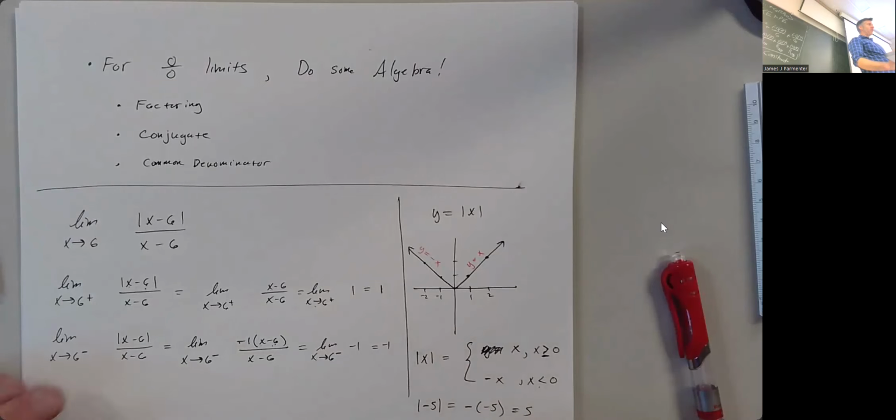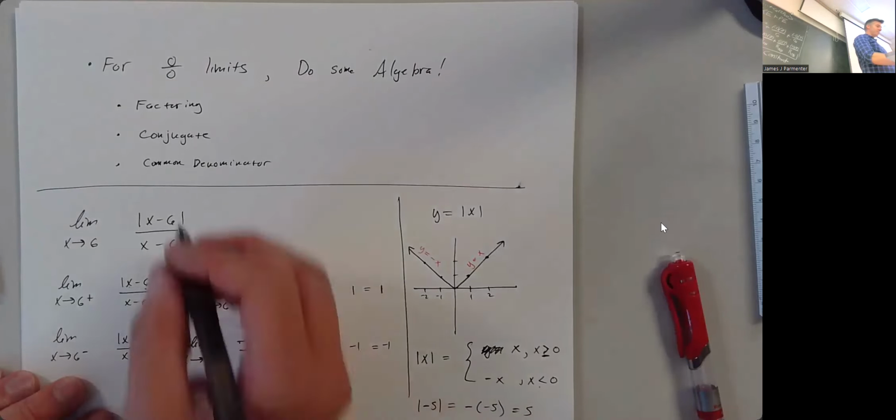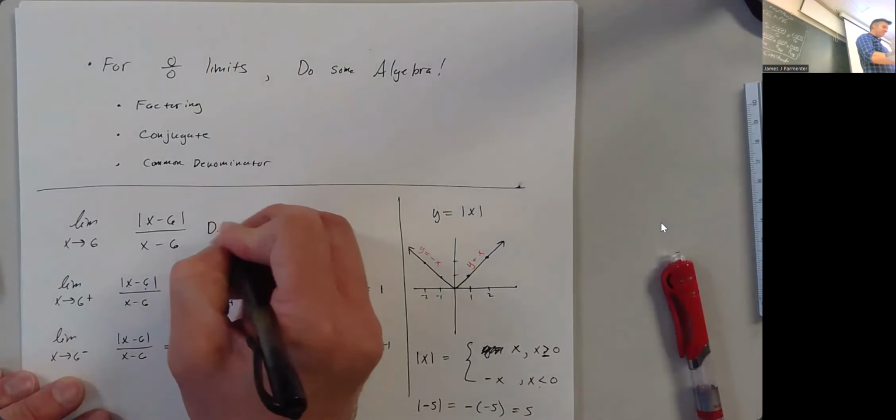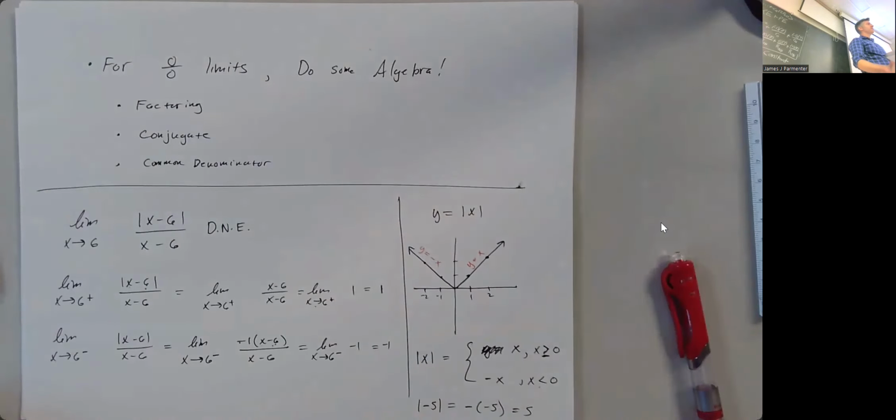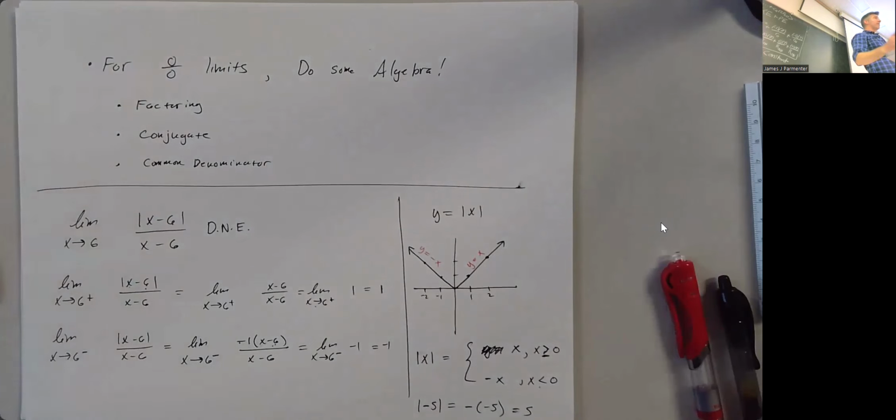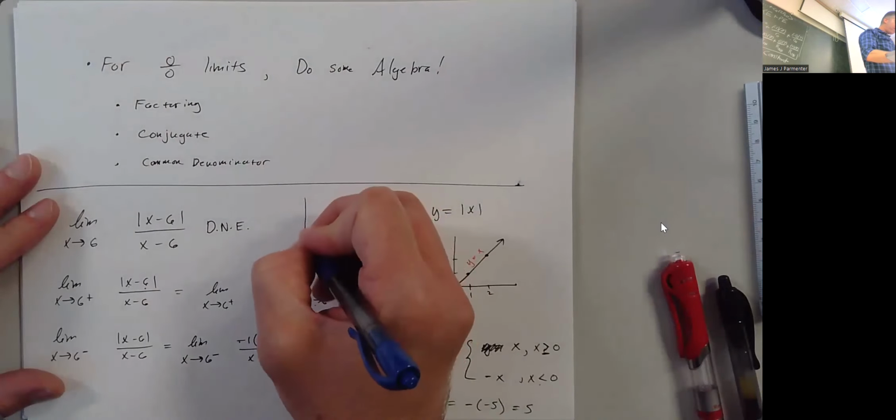Which means that our overall limit does not exist. The right-hand side and left-hand side are getting closer and closer to different numbers. In fact, we could totally graph this. Again, you don't need to graph it, but it's nice to see the graph.